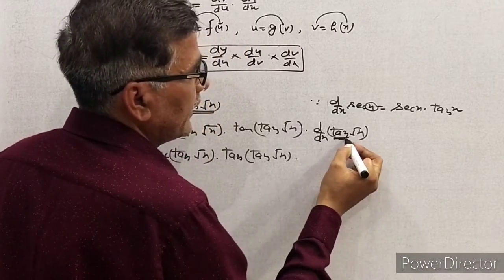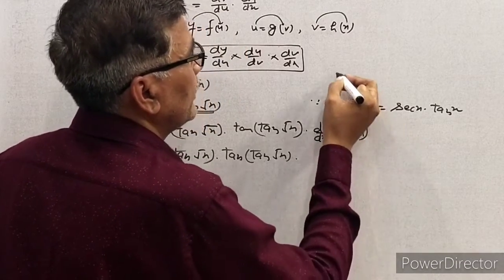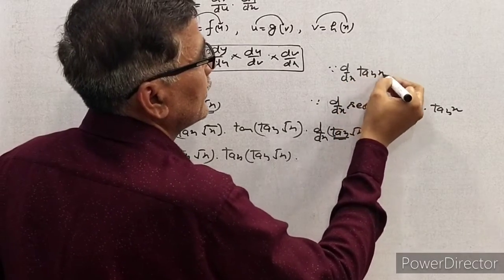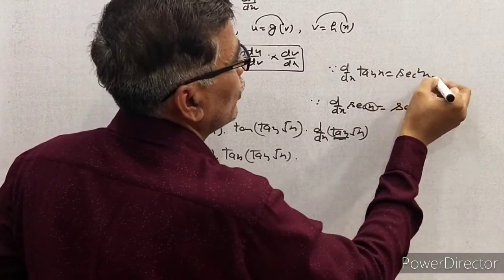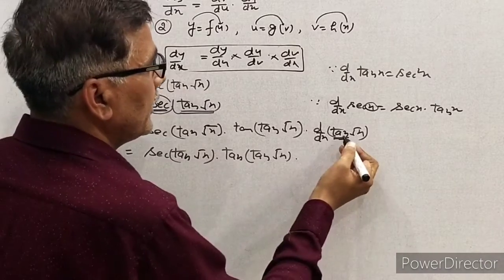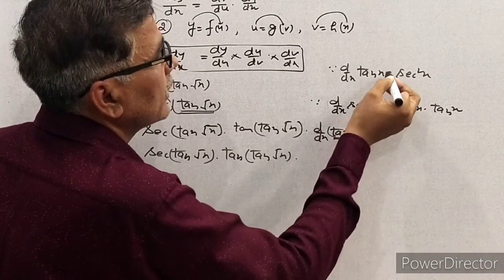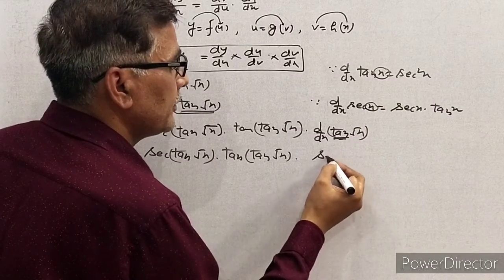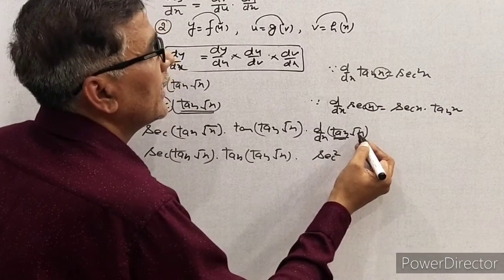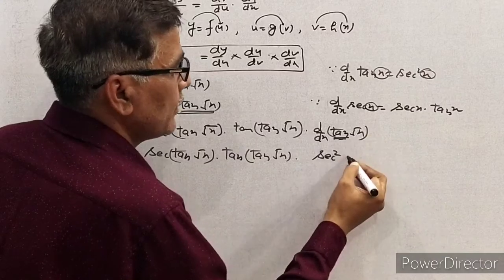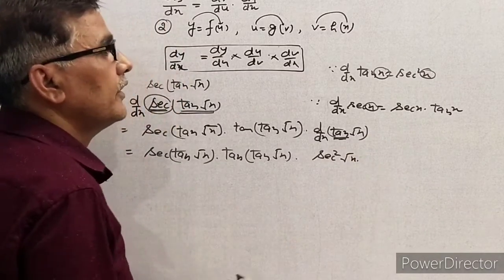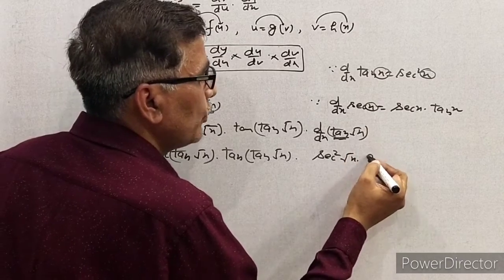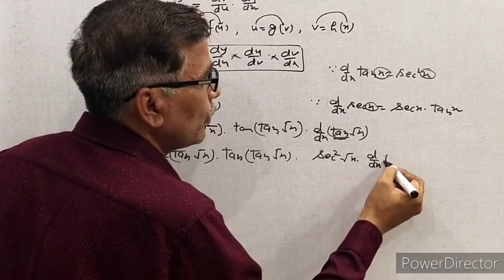x, here tan of root x, we know the derivative of tan x is equal to sec square x, but here we are having root x in the place of x, so the derivative of tan becomes sec square, and x is replaced by root x. Since the x is replaced by root x, we have to again differentiate root x.